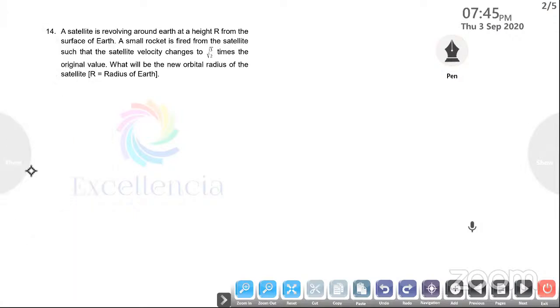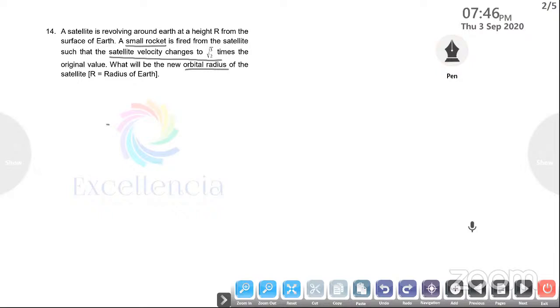This question is based on the gravitation chapter, and the subtopic in the gravitation chapter is satellite motion. The question reads like this: a satellite is revolving around the Earth at a height R from the surface of Earth. A small rocket is fired from the satellite such that the satellite velocity changes to √3/2 times the original value. What will be the new orbital radius of the satellite?